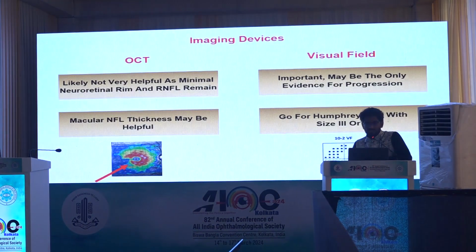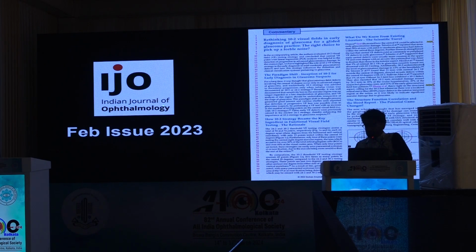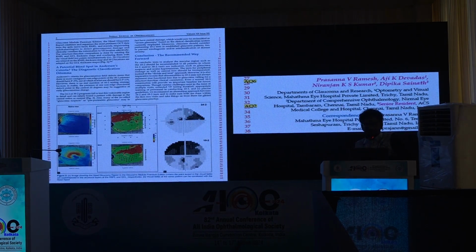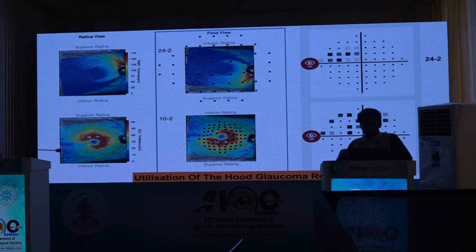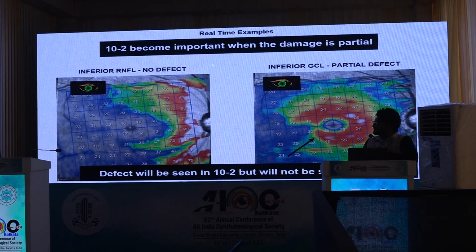So coming to this publication of mine, which we published at AIOC 2024, not only in early glaucomas but also in advanced glaucomas we were using the 10-2 visual fields. But this is something, three permutations and combinations, that I want at least the neophytes to take home. 10-2 is also important in early stages, where the defect will be seen in 10-2 but not seen in 24-2.